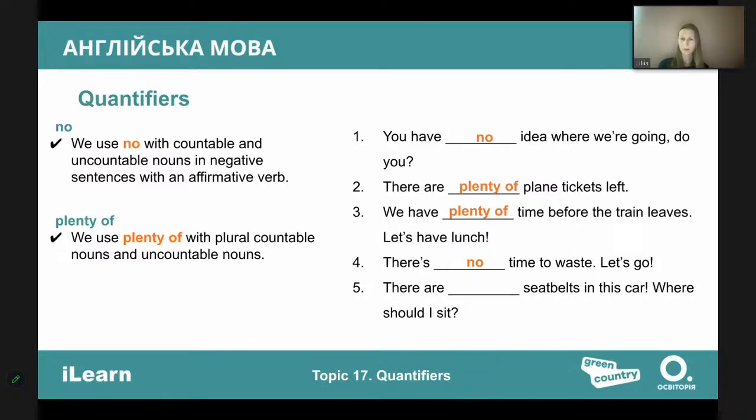Okay. And number 5. There are seat belts in this car. Where should I sit? There are no seat belts, паски безпеки, in this car. Where should I sit? Okay. So, if there are no seat belts, немає пасків безпеки, you'd rather choose some other transport.